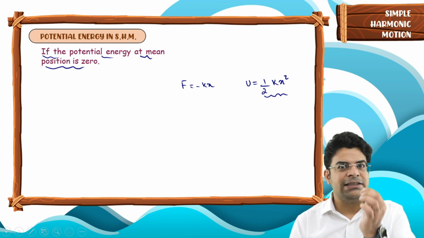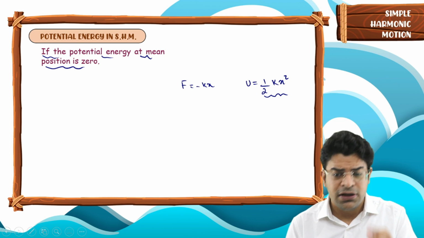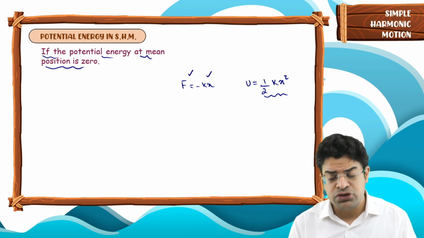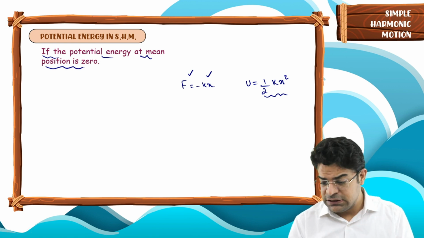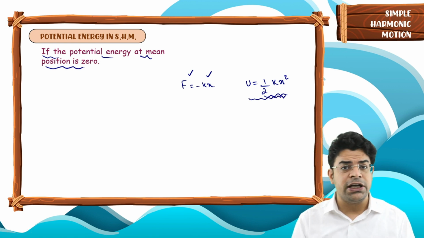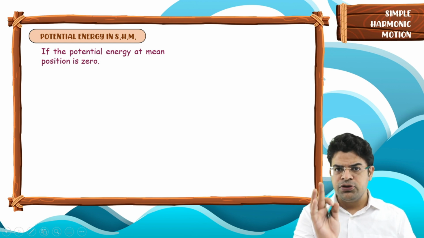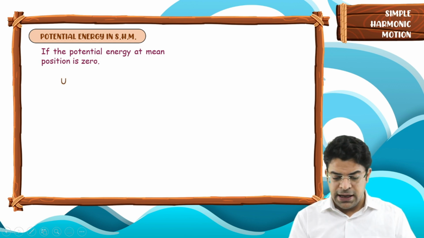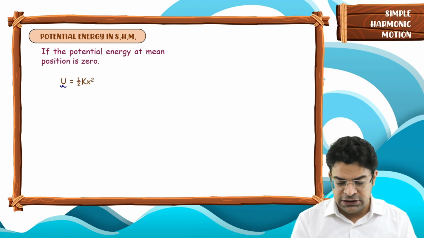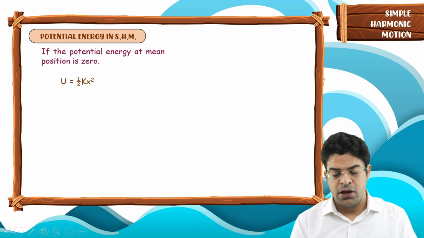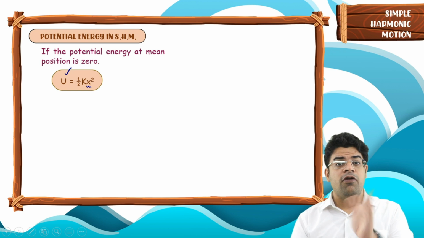What is the necessary and sufficient condition for a motion to be simple harmonic motion? That the net force acting should be equal to minus kx. So if you have the same type of force profile, you get the same type of potential energy associated. So simply remember, if the potential energy at the mean position is taken as 0, then the potential energy for any displacement x from the mean position is given by half kx square. So now we know how to write potential energy as a function of position.